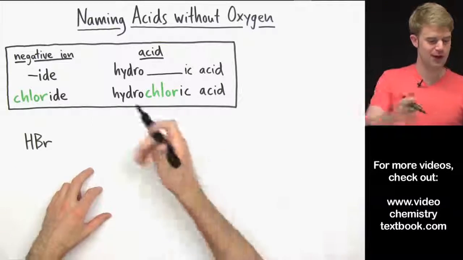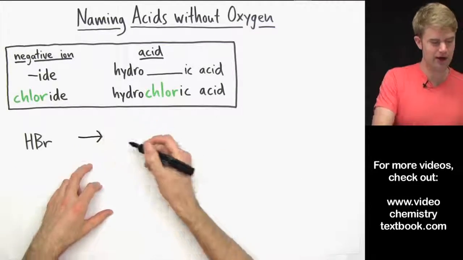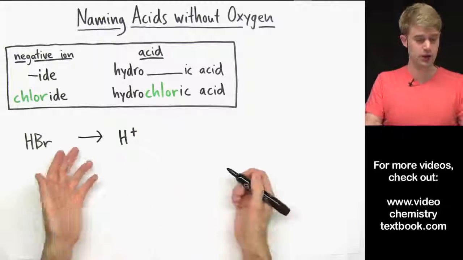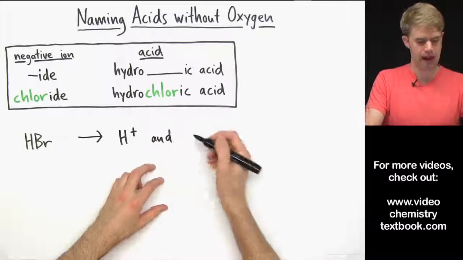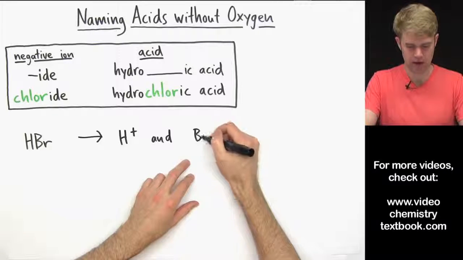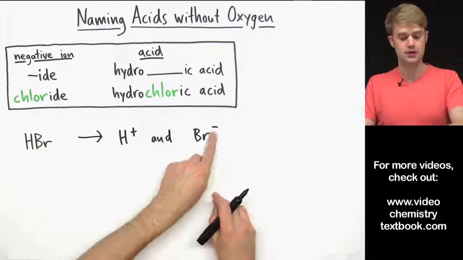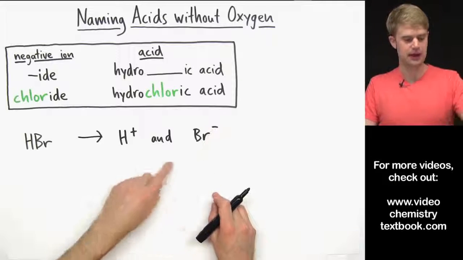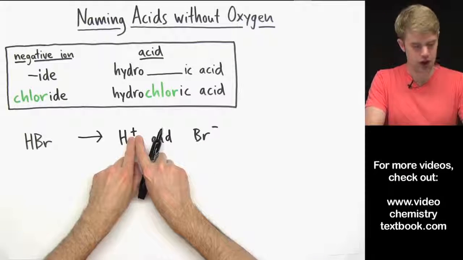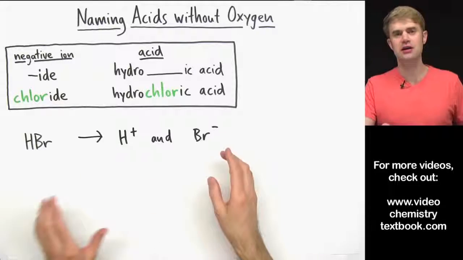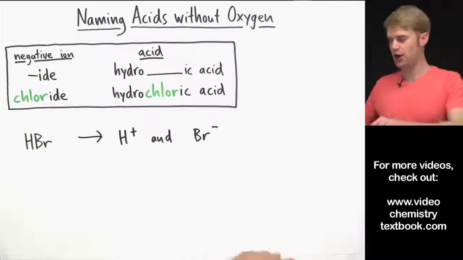Let's do another. HBr, we're going to take this and break it up into the two ions it's made of. One of them is H+ because it's an acid, and the other is going to be Br-. This is 1- because it's got to cancel out the 1+ charge that we get from the one H+. Okay, so the negative ion that we're going to be working with here is Br-.